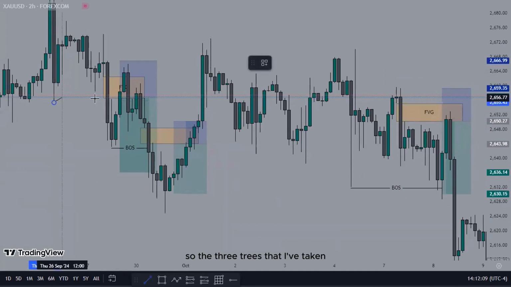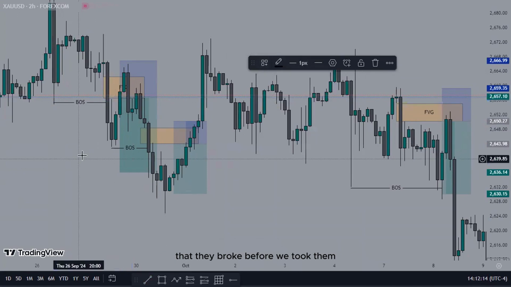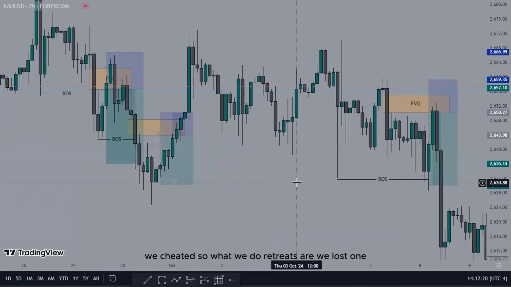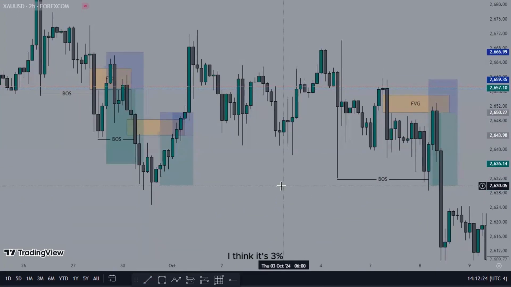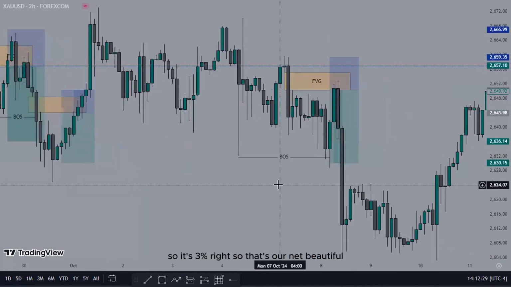So the 3 trades that I've taken, these are the structures that they broke before I took them. These are the structures right here that they broke before we took them. Break of structure here, we traded. Break of structure here, we traded. Break of structure here, we traded. So overall, we took 3 trades and we lost 1. We are up how many percent? I think it's 3%, because we're supposed to be at 4% but we lost here, so it's 3%, right? So that's our net.